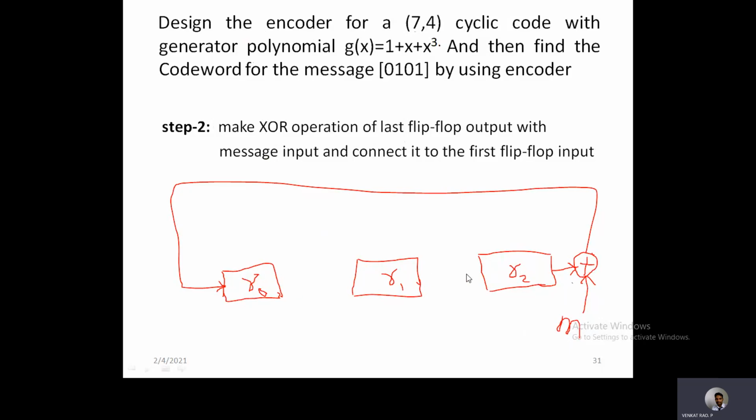After identifying the number of flip-flops, the second step is always common: the last flip-flop output makes an XOR operation with the input, and the final output must always be connected to the first flip-flop input.